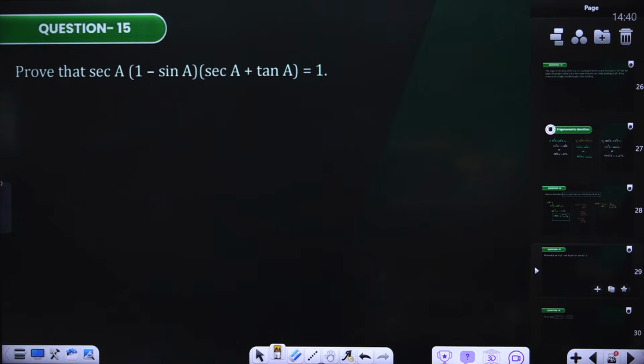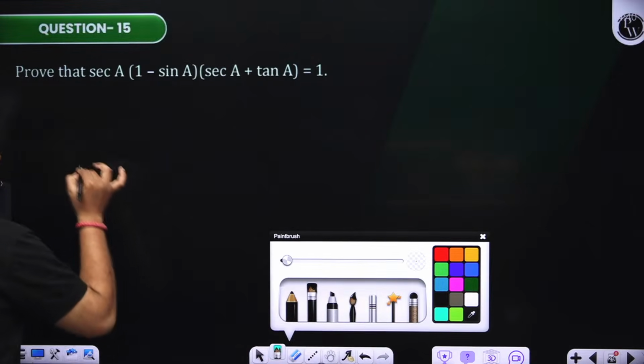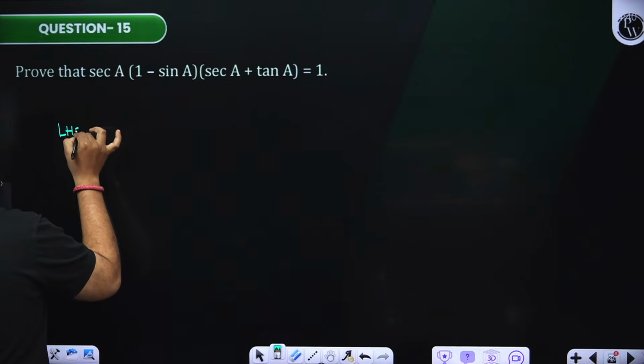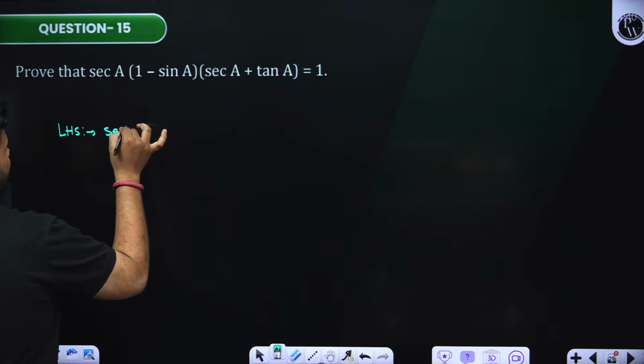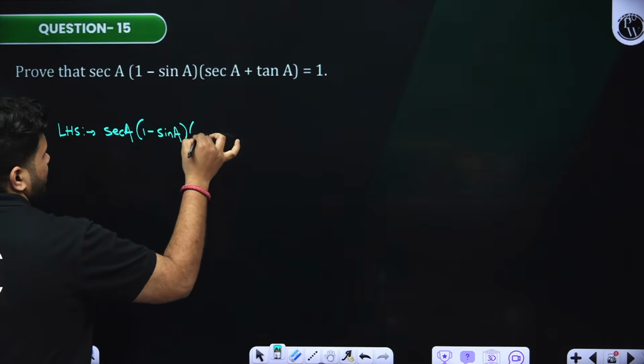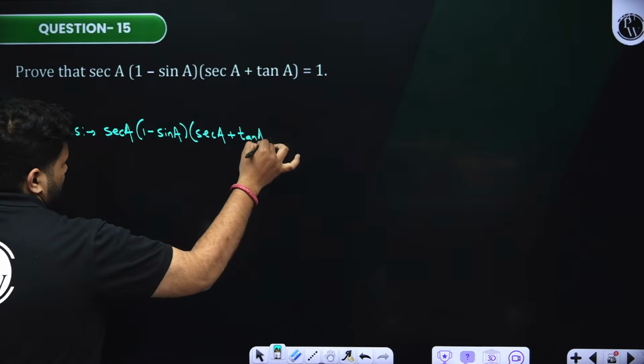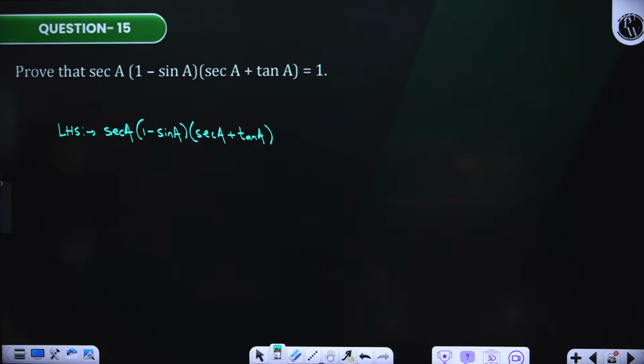Prove that secant A into 1 minus sin A, into secant A plus tan A is equal to 1. Can you do it, students? Easy, right? Start with the LHS. I will give you 2 minutes for each problem. Now, LHS we have secant A multiplied by 1 minus sin A into secant A plus tan A. Do it, students.